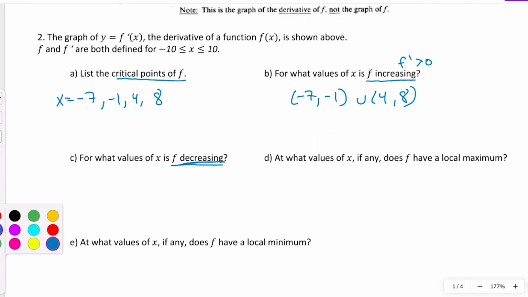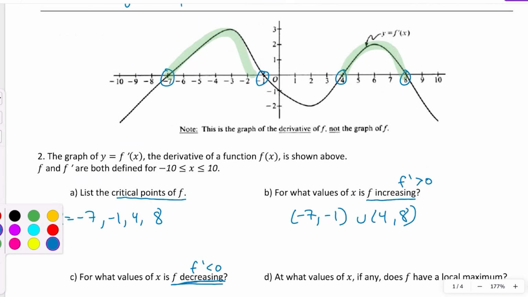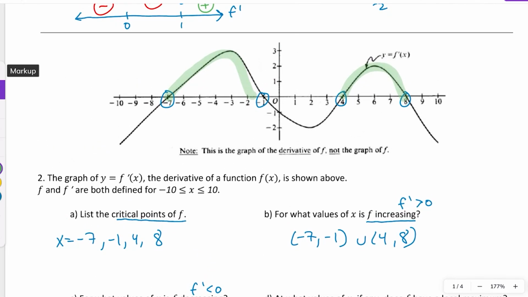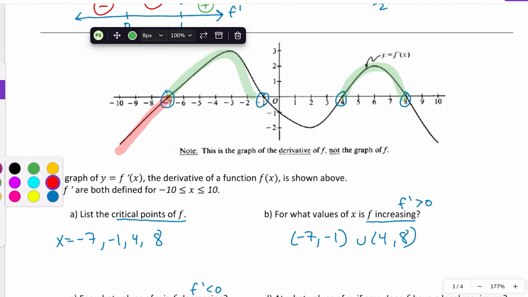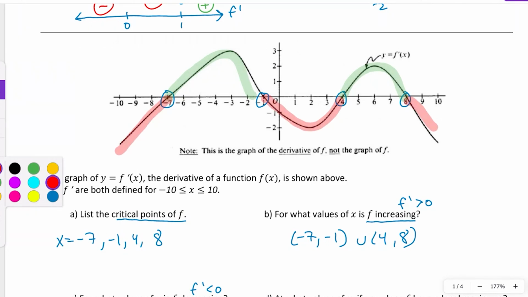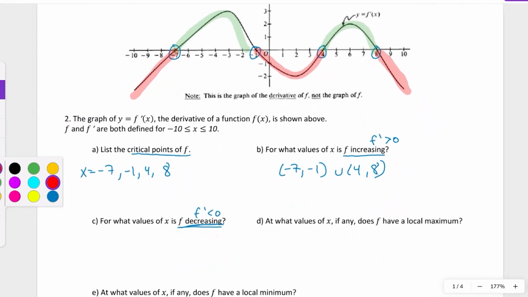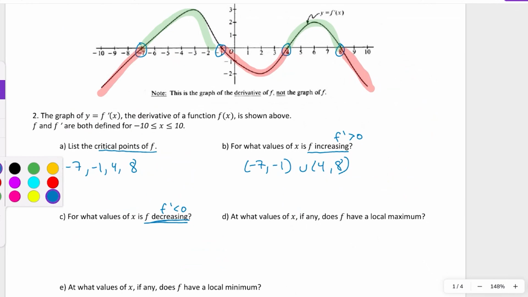Okay, so if f is decreasing, that means that f prime is negative. So we're looking for places on the graph where the function f prime is below the x-axis. And we see that here, here, and here. So we're going to have three separate intervals. Let me zoom out so I can see as I write.